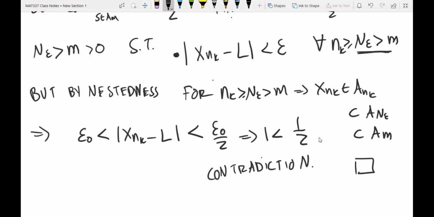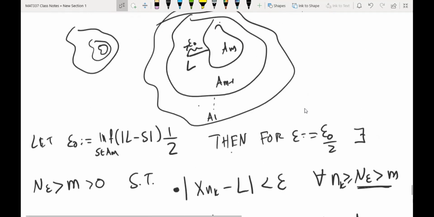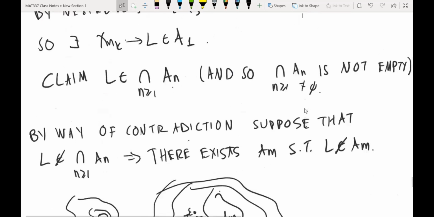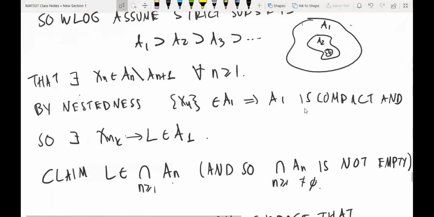Okay. Why does xn live in A1? Why does xn live in A1 imply? No, I knew it was going to be confusing. I didn't want to say that. I wish I didn't write it like this. This is confusing. So by nestedness, xn lives in A1, because A1 is compact, then we get that. Is that okay, Levon? We already know A1 is compact. Yeah.